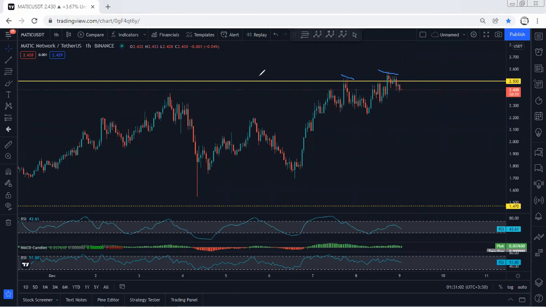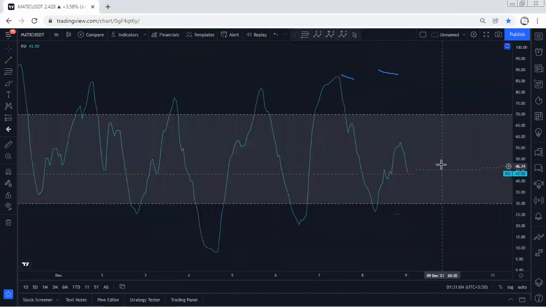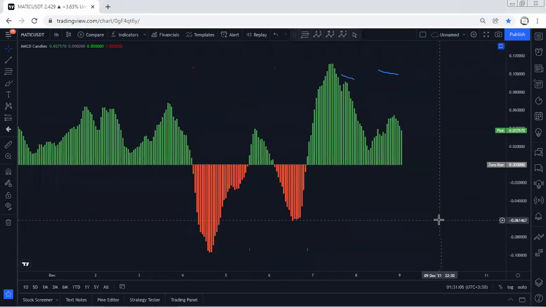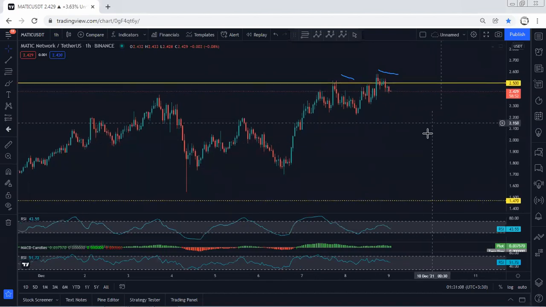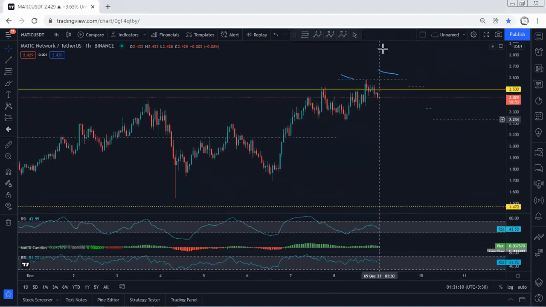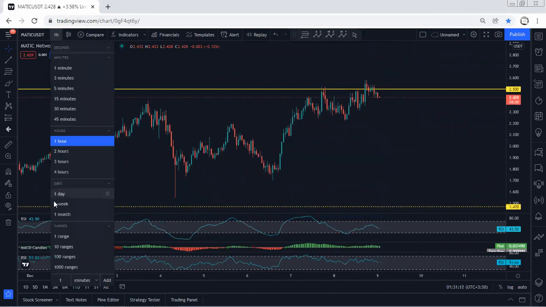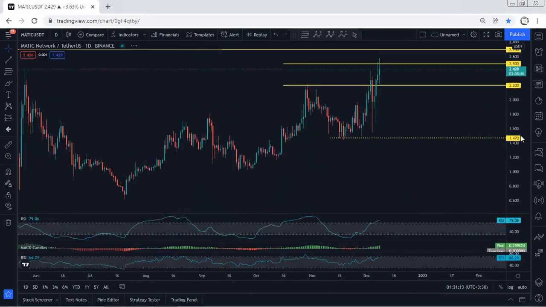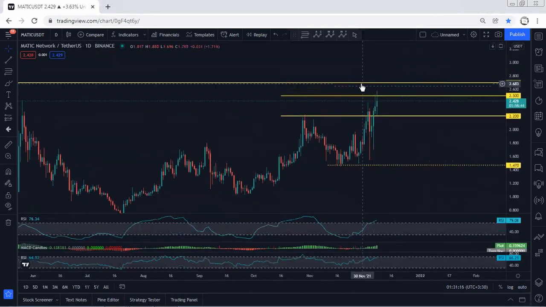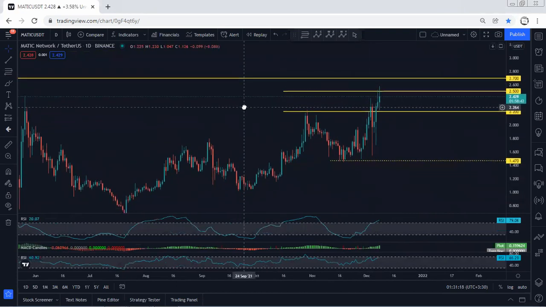If we put the indicator relative to the previous one, we see we have a divergence. We need to be really careful because with the breakout of 2.5, if we move to the daily chart, as we mentioned, the most important thing we want to see is whether the price can break 2.7 or not.